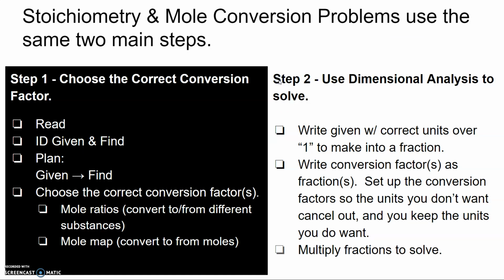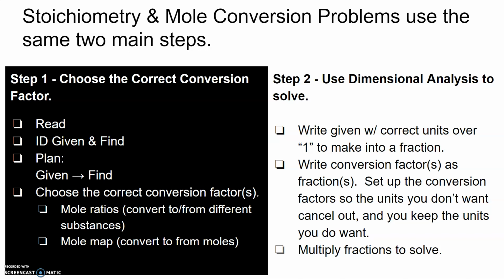So with that being said, one thing that you'll see in these problems is that they actually look kind of similar to the mole conversion problems that we did before. And in fact, they pretty much follow the same two main steps. The first step being to choose the correct conversion factor, and then the second step is using dimensional analysis to solve. Now, using dimensional analysis to solve really just requires a lot of practice until you feel super confident with it, but it's actually not that difficult.